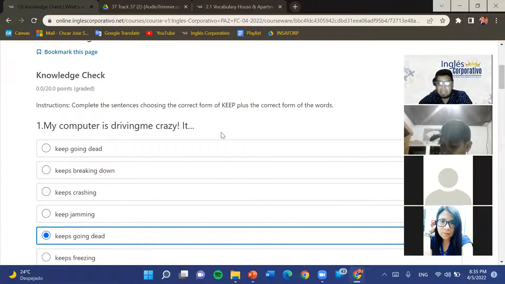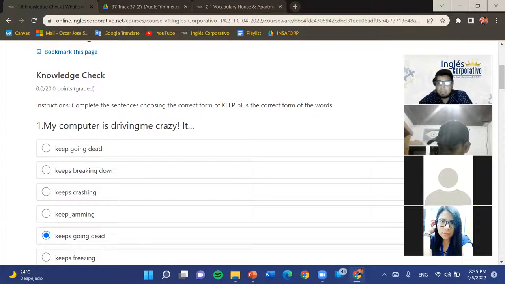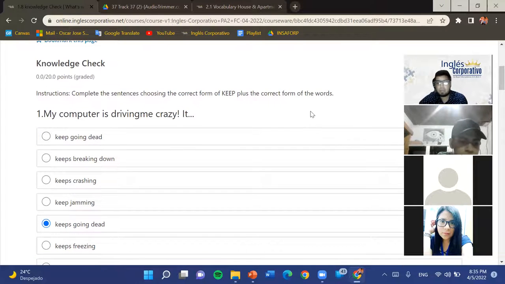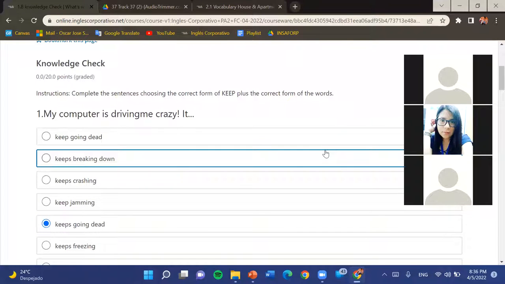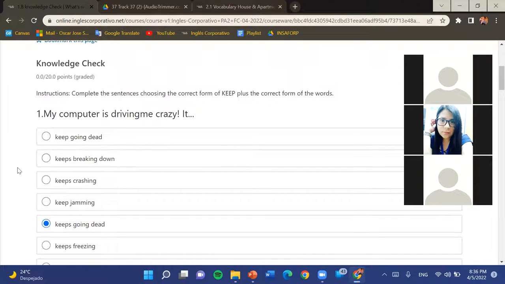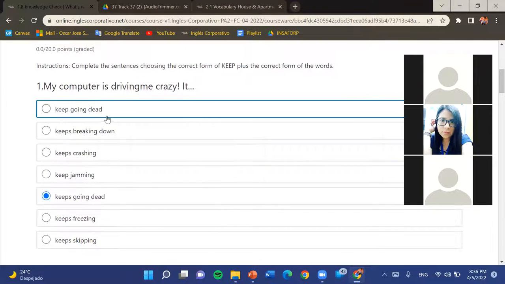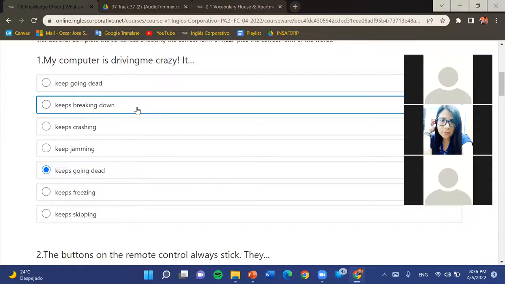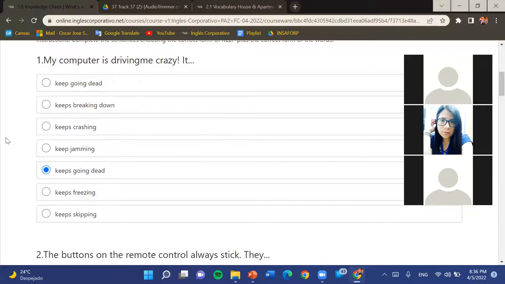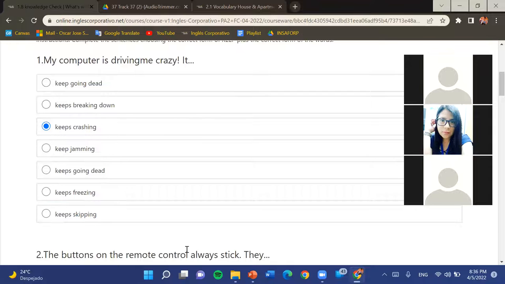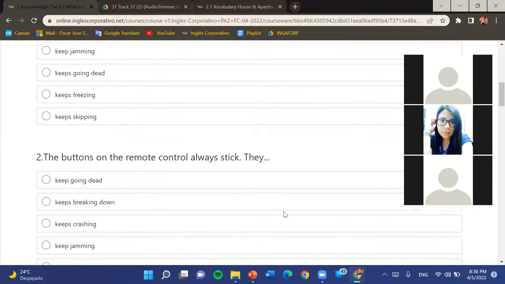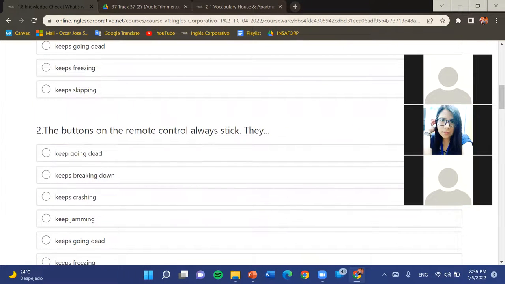All right. For the first one, my computer is driving me crazy. What will be the proper phrase you would use, Daniel? Will be keep going dead, keeps breaking down, keeps crashing. Keeps crashing? Mm-hmm. All right, so we're going to go with that one. Keeps crashing.